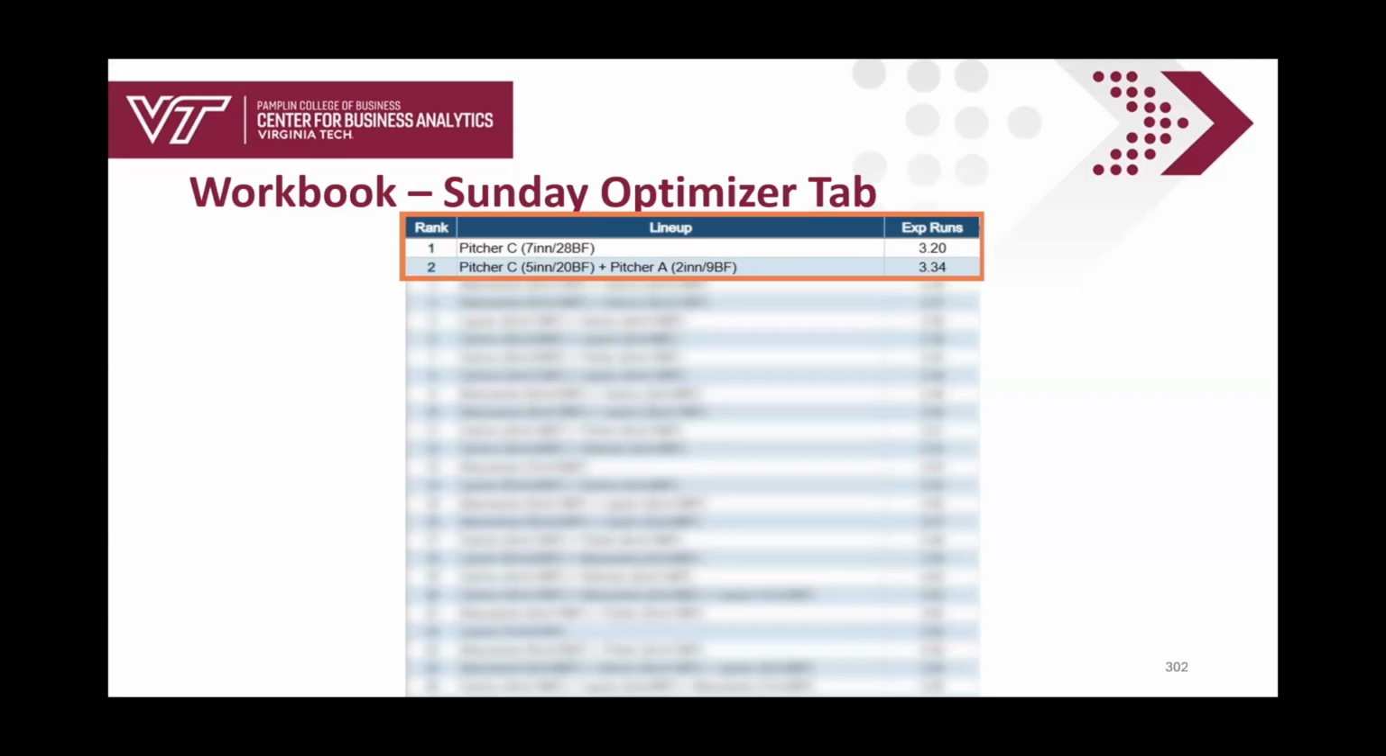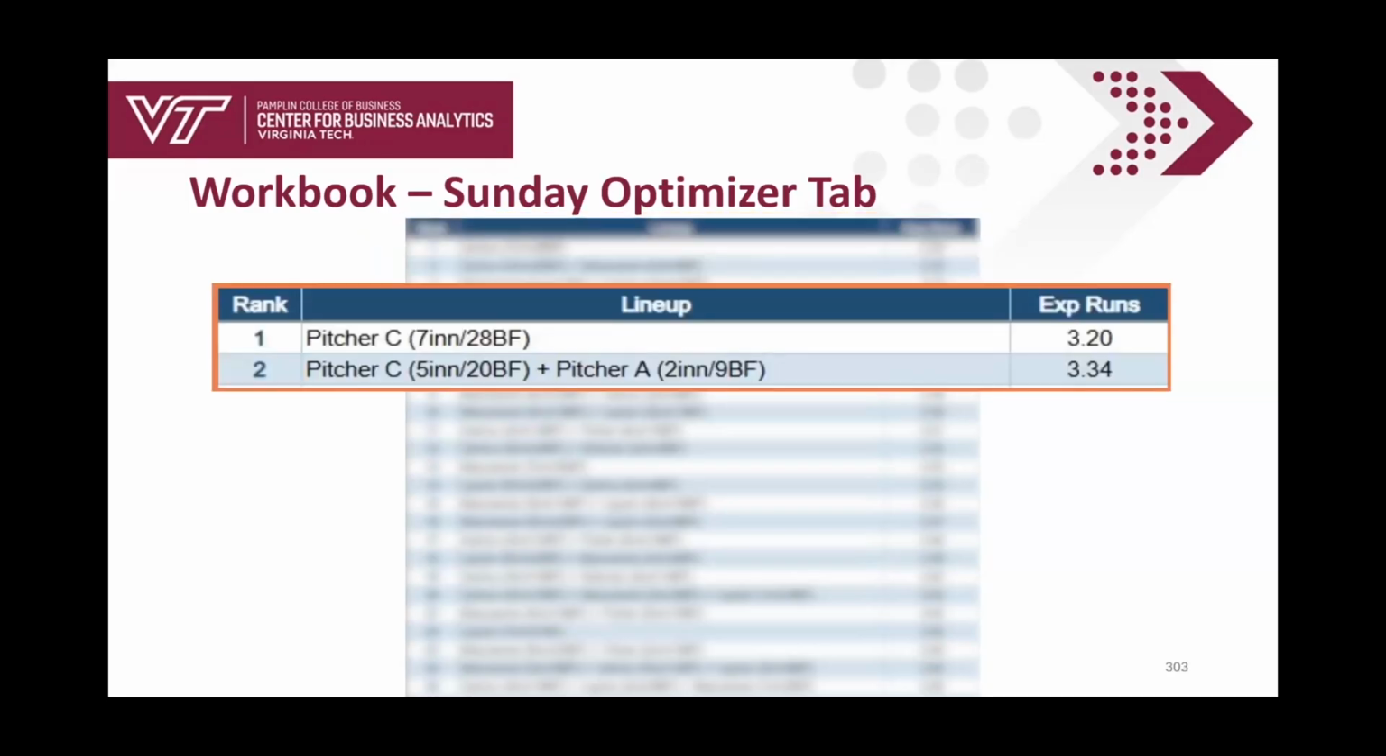This optimizer also automatically updates based on batters faced input data. For example, if pitcher C were to pitch more on Friday or Saturday, this optimizer would automatically update these rankings and push scenarios involving pitcher C further down in the ranks. I'll pass it off to Connor to talk about our ACC work.